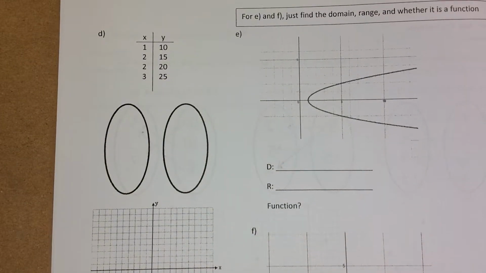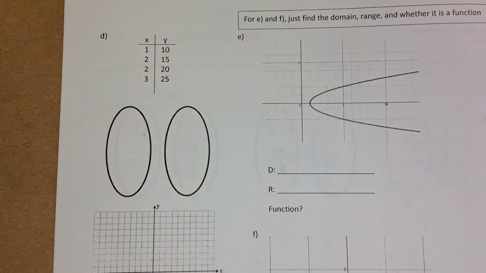Amber. Oh, yeah. Letter D. Could you tell me what goes in the first oval? Yeah. 1, 2, 3. Yes, the domain. It's that simple.